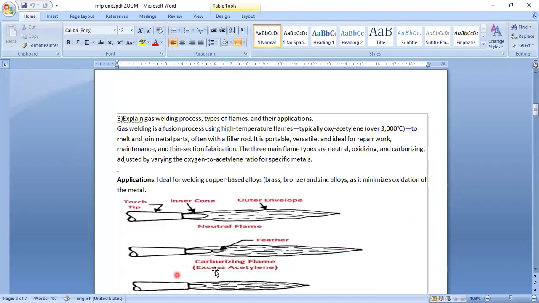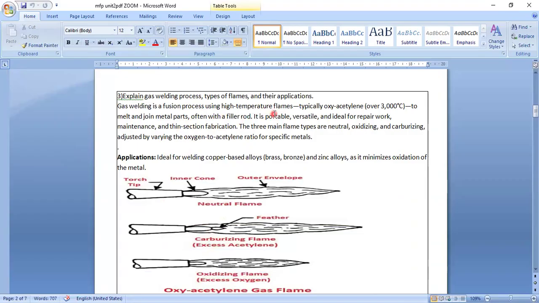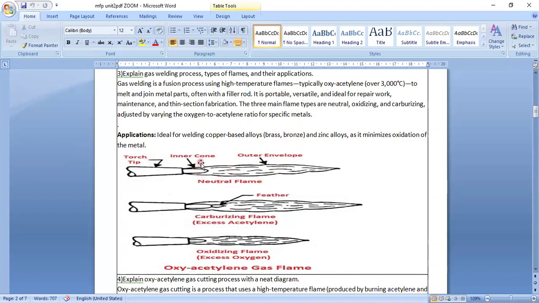Next, explain the gas welding process. What are the types of flames there and their applications. Here you can see the inner cone and outer flame envelope. Neutral flame is here. Carbonizing flame is here, where excess acetylene is there. Acetylene means more carbon is there. Oxidizing flame means excess oxygen is there. So neutral means both are in the same ratio.